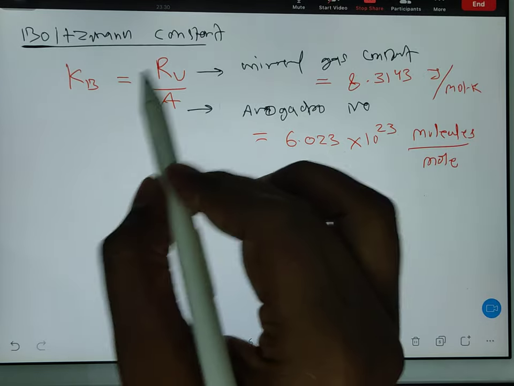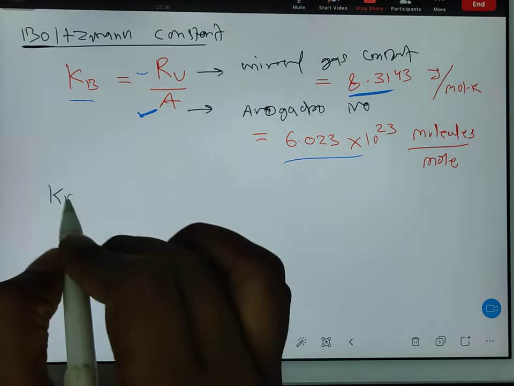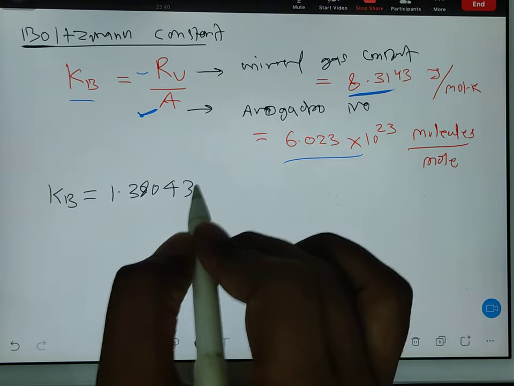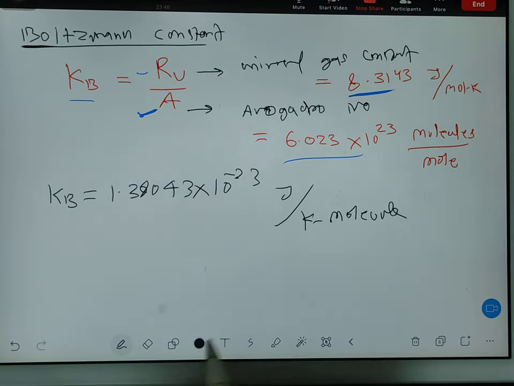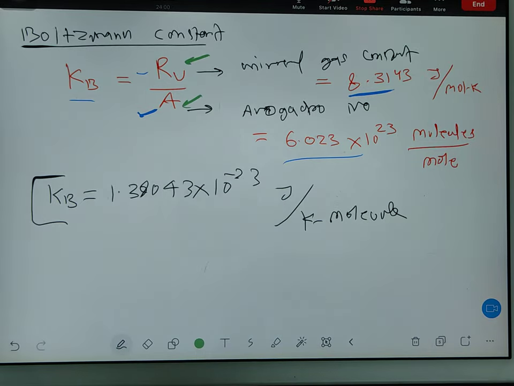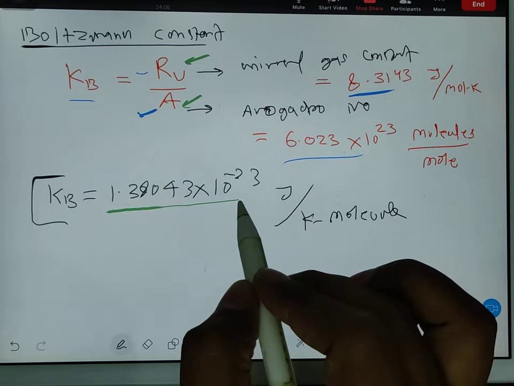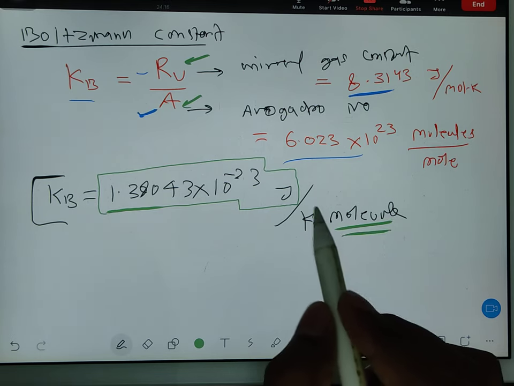Now if you divide this value with this value, you are going to get the value of the Boltzmann constant, and this interesting value comes as 1.38043 into 10 to the power minus 23 joule per Kelvin per molecule. And why is this data important? Here you have a physical feel. Let's understand the physical feel. This is a constant number because it is coming from two constant numbers. Now what is the physical feel here? 1 point something into 10 to the power something joule energy is stored in every molecule at every Kelvin temperature.